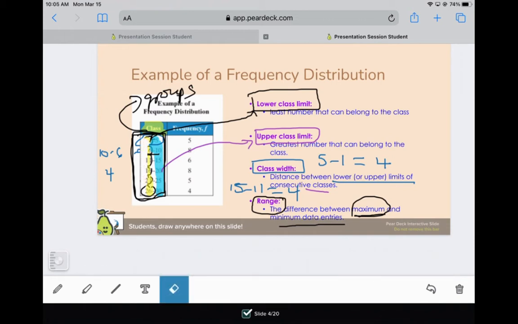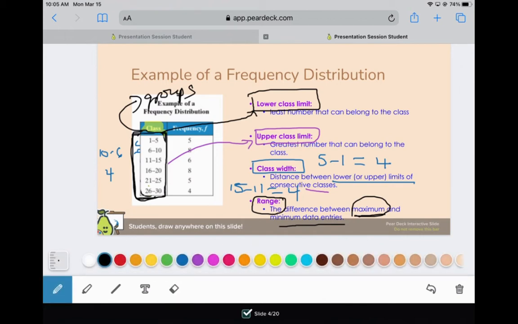I'm going to clear this one so we can see the numbers a little better. So if you look at this, what value represents the maximum, which is the highest value of all? Look in here: I have 1 to 5, 6 to 10, 11 to 15, 16 to 20, 21 to 25, 26 to 30. What value is the maximum? The maximum is the highest number. So would someone like to guess what the highest number is?